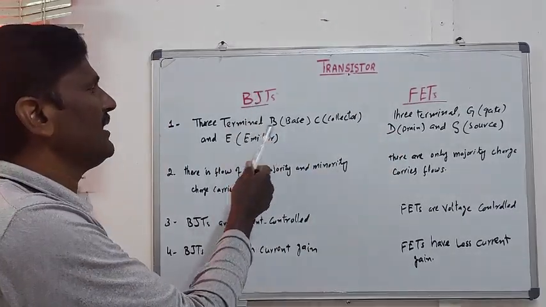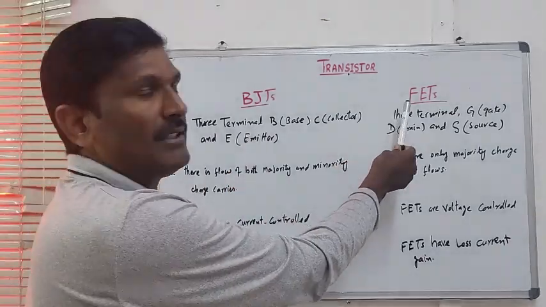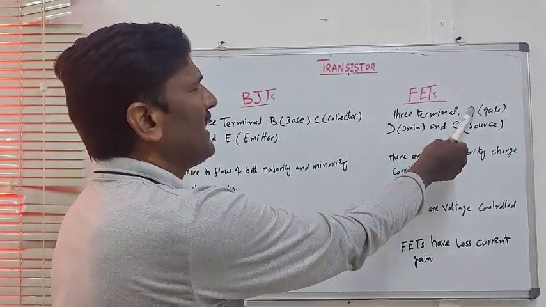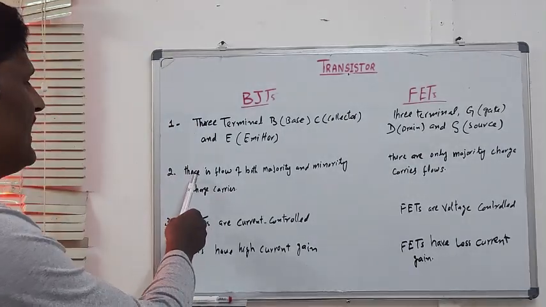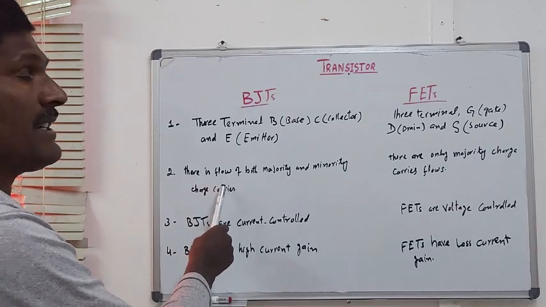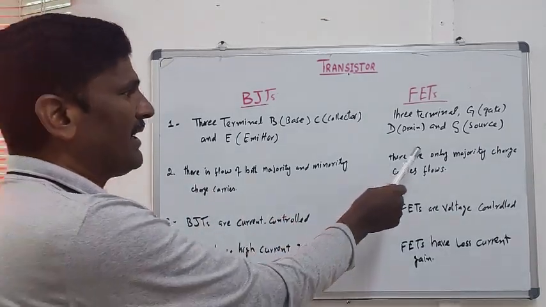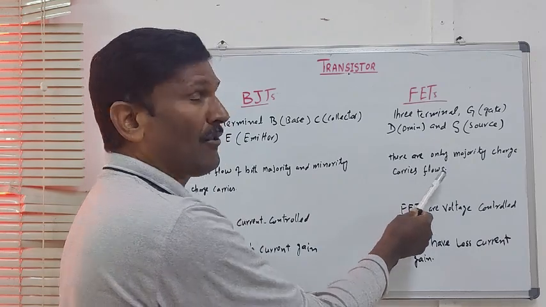BJTs have three terminals, and as the names are base, collector and emitter. FETs also have three terminals, and their names are gate, drain and source. Second point: in BJTs there is a flow of both majority and minority charge carriers, but in FETs only majority charge carriers flow.